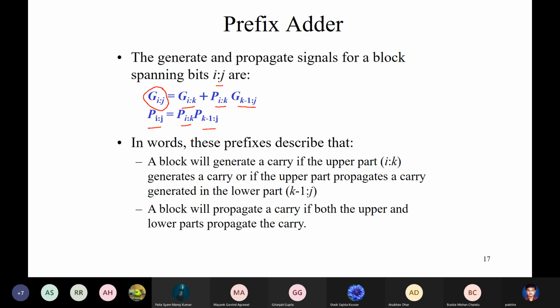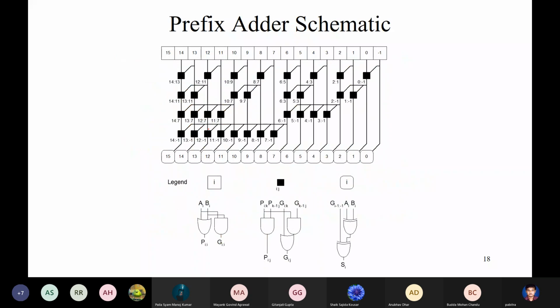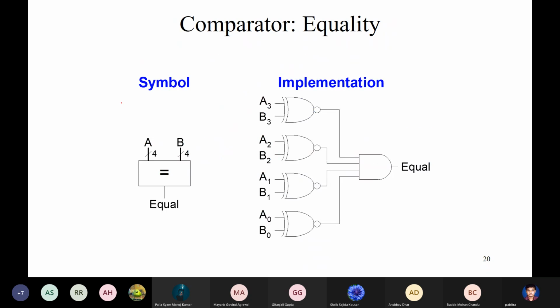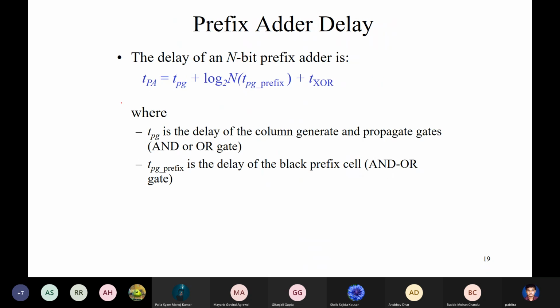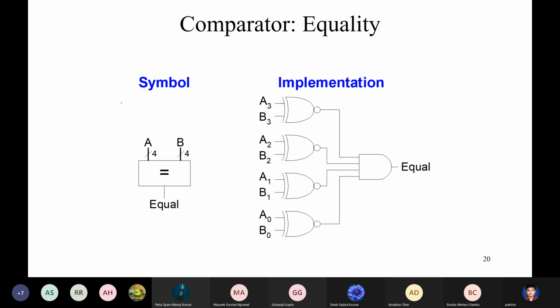So this is more efficient in terms of the circuit, though the circuit is a bit complicated. You have a schematic. These are block generates, and they propagate. So this is even faster. I'll give you these slides, maybe you can look into this. I don't want to go into too much detail.